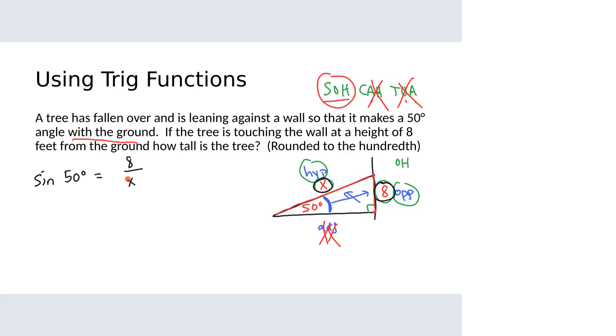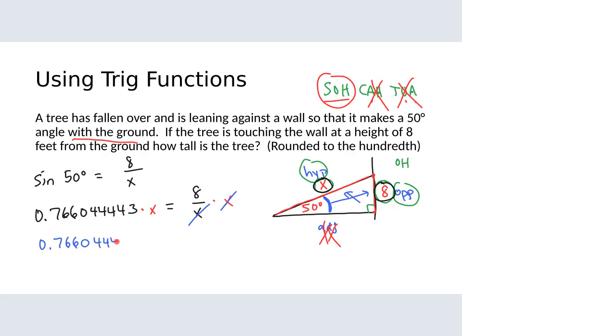Sine of 50 degrees is 0.766044443, and that's equal to 8 over x. All right, trying to get x by itself. I've got to get it out of the denominator. So the first thing we'll do is multiply both sides by x. What that does on the right-hand side is gets the x's to cancel.